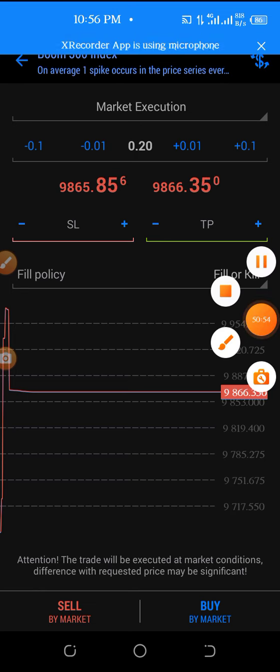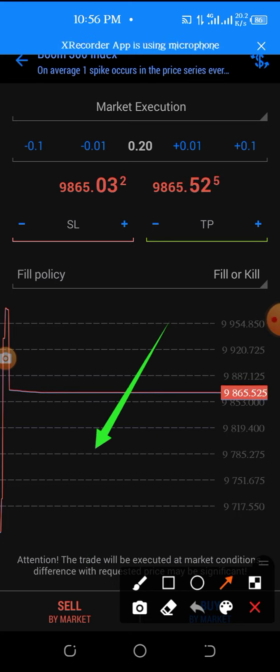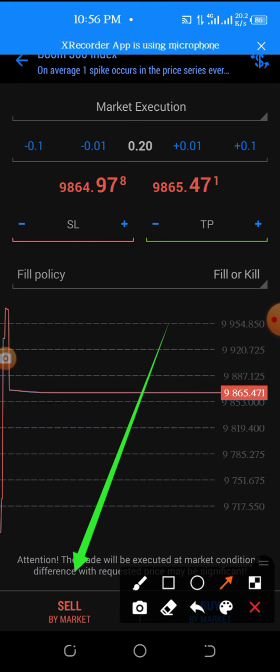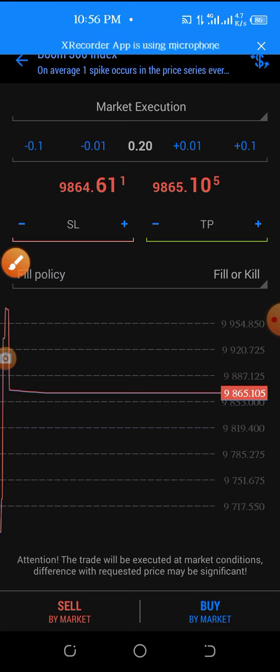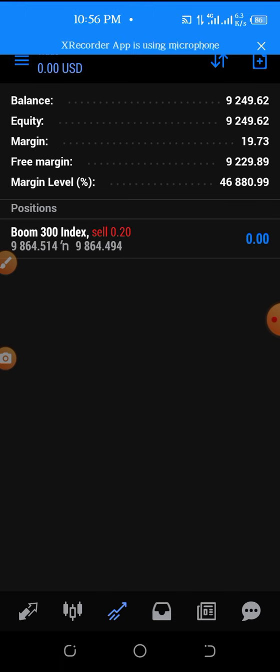See sell here. You can either sell or you buy. The sell is here. This button covers the other, buy. This buy is here. You can see you sell and buy. Let's say sell and say done. Then go back to the chart and see you're selling.